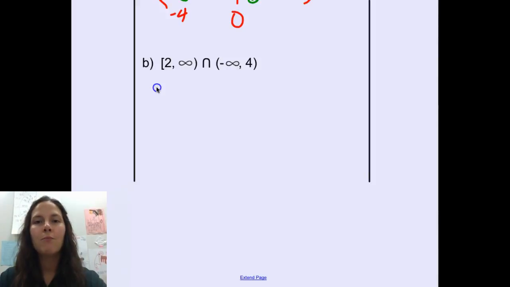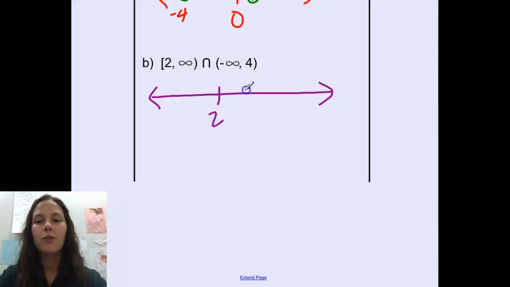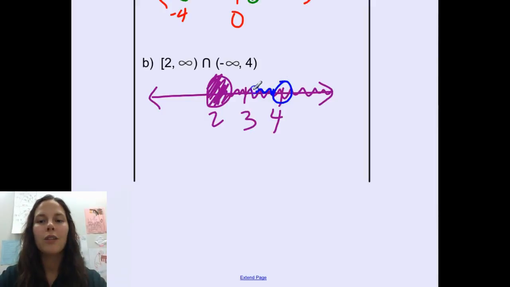Our next example, we are looking at an intersection. This is where they are both true. If you would like to get this done on one graph, I recommend using different colors. We need 2 through 4. For our first one, it is including 2, so we have a solid circle, and then up to positive infinity. For our second one, it is not including 4, so we have an open circle, and this one is going down to negative infinity. So where they overlap is our solution.